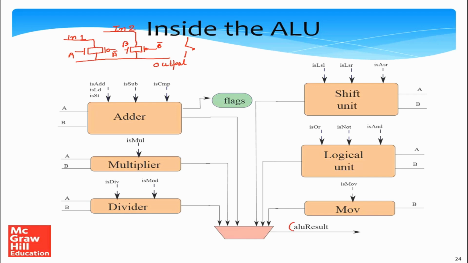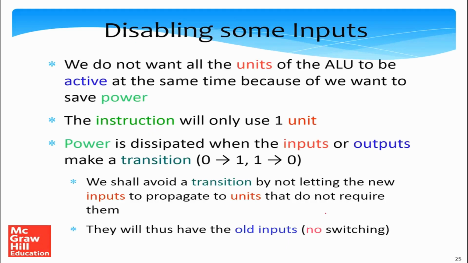And what we want at a high level is that we want the output of the ALU, called ALU result, to be computed correctly. So this talks about the same thing. Also, this slide talks about power consumption. The idea is that we do not want all the units of the ALU to be active at the same time, because that would consume a lot of power. Because the instruction will also use only a single unit.